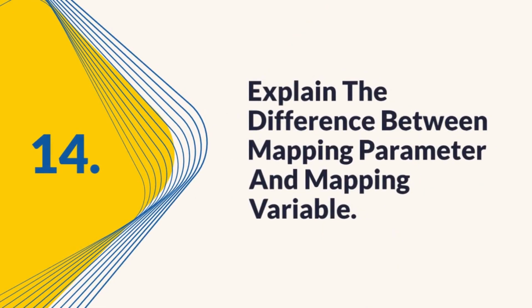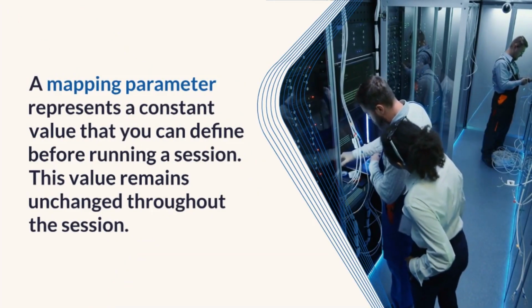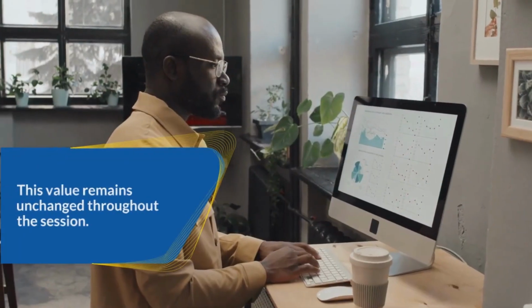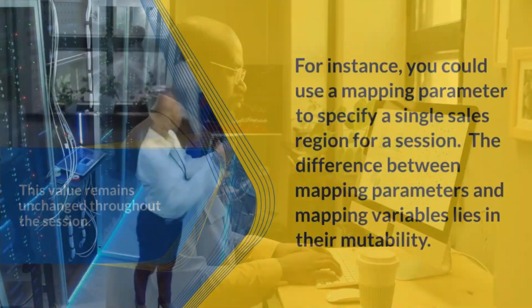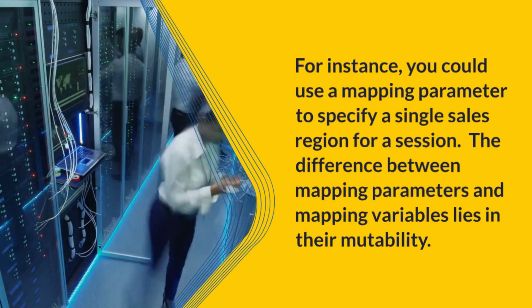14. Explain the difference between mapping parameter and mapping variable. A mapping parameter represents a constant value that you can define before running a session. This value remains unchanged throughout the session. For instance, you could use a mapping parameter to specify a single sales region for a session.